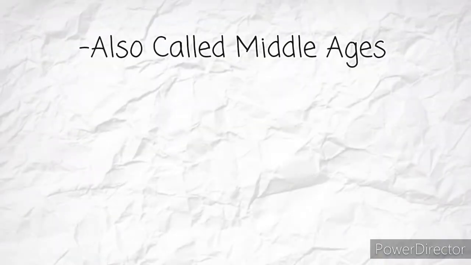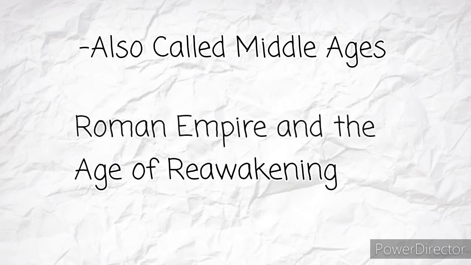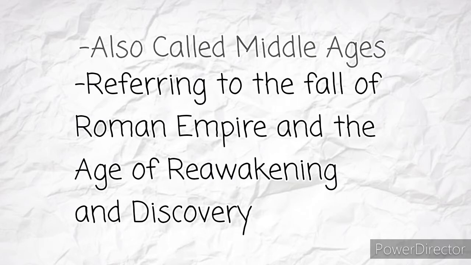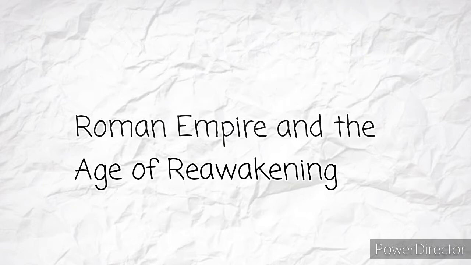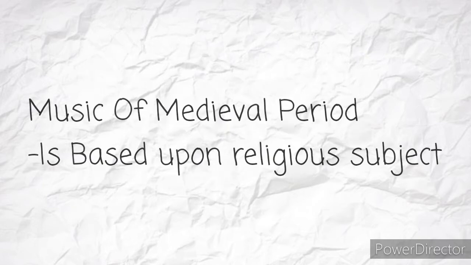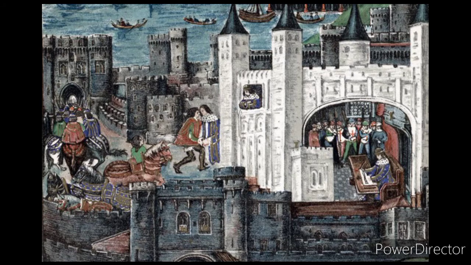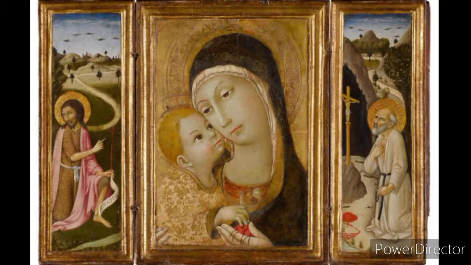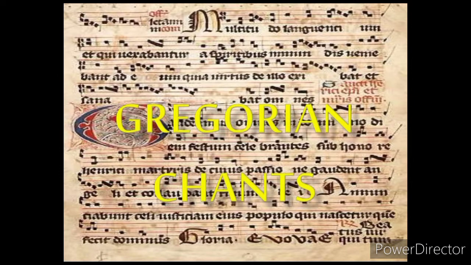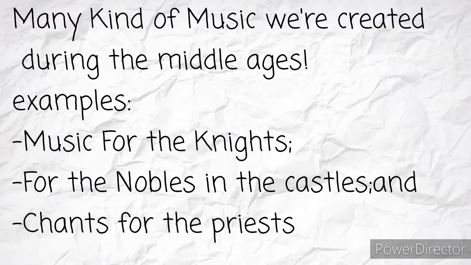The medieval period is also called the Middle Ages and refers to the time between the fall of the Roman Empire and the Age of Reawakening and Discovery. The music of the medieval period is based upon religious subjects. Choirs expressed faith through beautiful melodies, and by the 13th century, magnificent works of architecture, sculpture, painting, music, and poetry appeared. Many kinds of music were created during these Middle Ages.